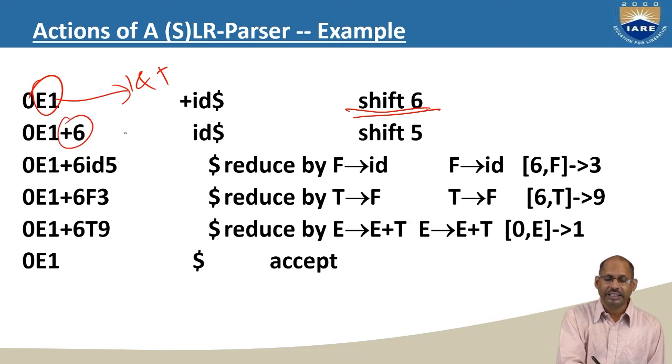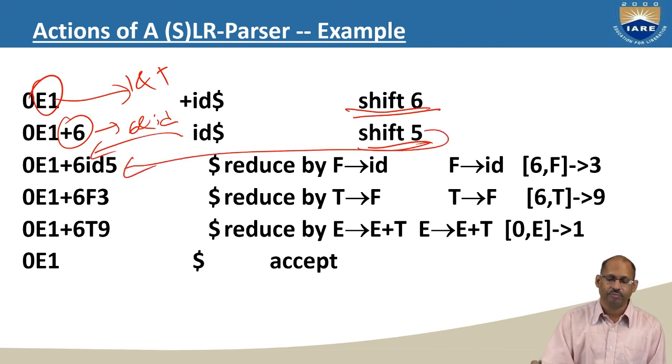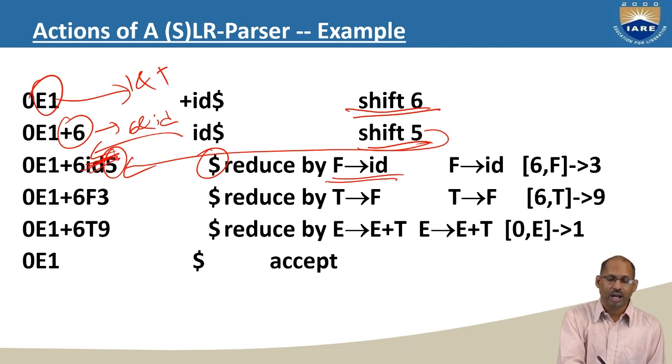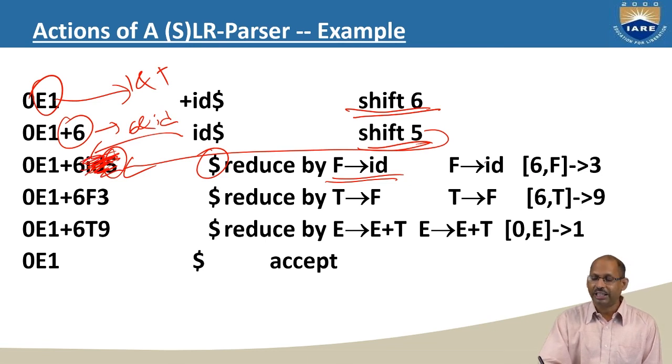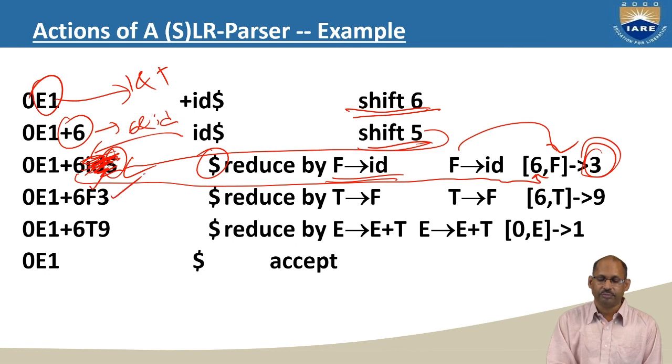Now 6 and ID. 6 and ID gives 5. So simply move ID and 5. Then 5 and dollar. 5 and dollar reduce by F equal to ID. How many elements? 1 element. So pop 2 elements. Now what is it giving? 6 and F. 6 and this F will give 3. So store F and 3.